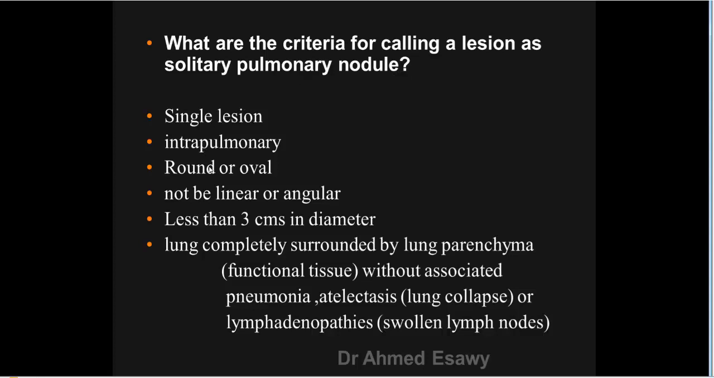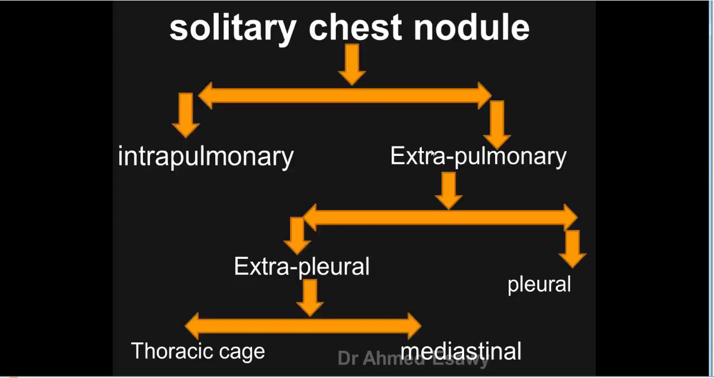Single lesion, intrapulmonary, round or oval, not lobulated or angular, less than 3 centimeters in diameter, completely surrounded by lung parenchyma, lung completely surrounding it, functional tissue without associated pneumonia, atelectasis, or lymphadenopathy.